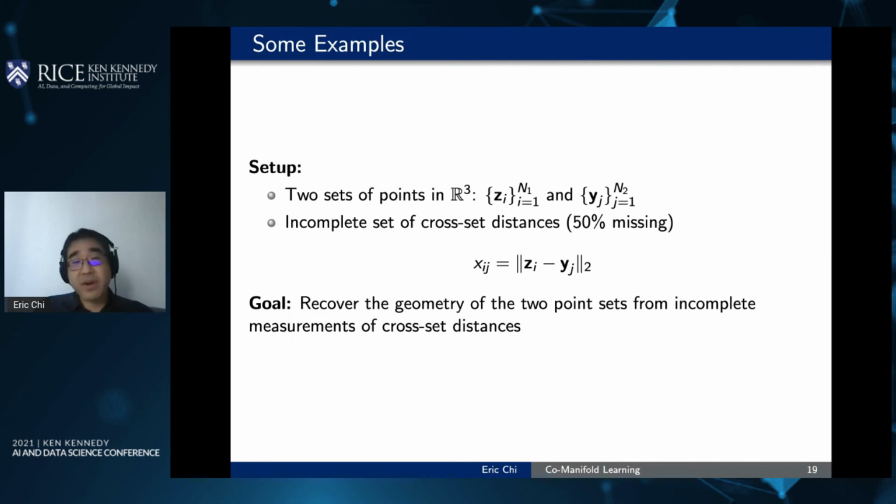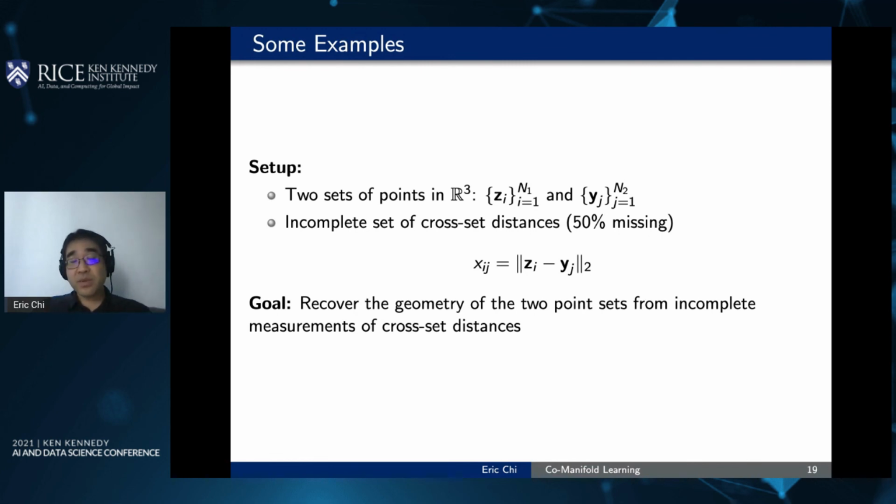Okay, so the last part of the talk, I just want to walk through a simple toy example to give some sense of how well this might work. We have 2 sets of point clouds, a Z point cloud and a Y point cloud. The data is going to consist of cross-set distances between points in the Z point cloud and points in the Y point cloud. I'm not going to have all the pairwise distances. Okay, so in this case, I have 50% missing data.